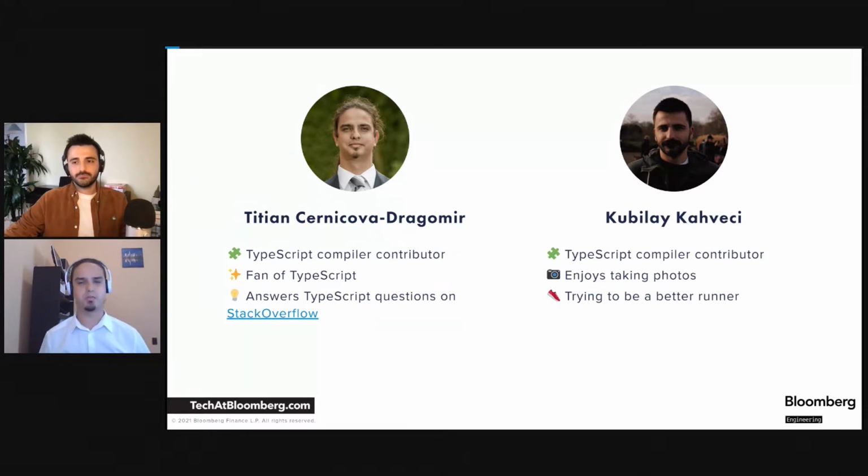We are both engineers within Bloomberg in the JavaScript infrastructure team, where we deliver tooling for Bloomberg developers that use JavaScript. And earlier this year, we submitted a pull request to TypeScript that implemented private methods and accessors in TypeScript.